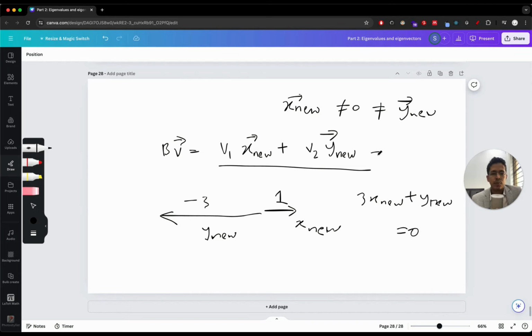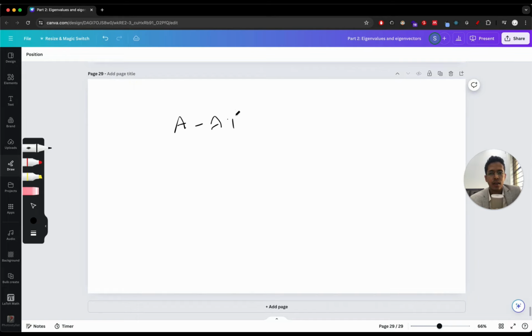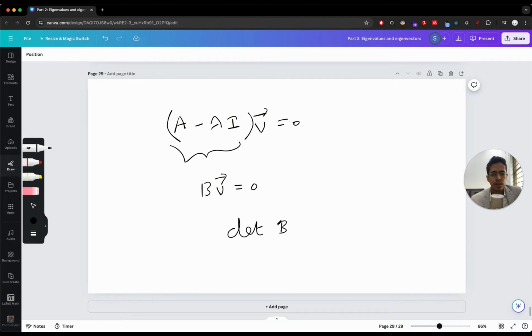So the way in which BV can be 0 is when these two things are parallel, and when those two things are parallel, the determinant of B will be 0. Now what is B? We had called A minus lambda I times V equal to 0 is where we started, and this we called B, BV equal to 0. So if the determinant of B is 0, then the determinant of A minus lambda I equals 0. So this is what it means.